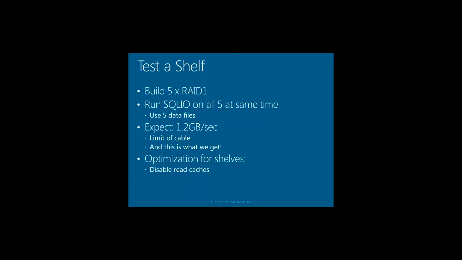So let's scale it up. Go to the next layer. Test a shelf. So build 5 RAID 1 pairs, which is how we had decided to configure the storage on a shelf. Run SQLIO on all 5 at the same time using 5 data files, 1 for each RAID 1 pair. We expect to get 1.2 gigabytes per second, which is the limit of the cable, and we in fact get that. So things are looking good at this point. We're able to get in physical reality what we calculated we would get on paper. An optimization you may want to do is disable read caches on the devices, since the controllers are handling that for you.